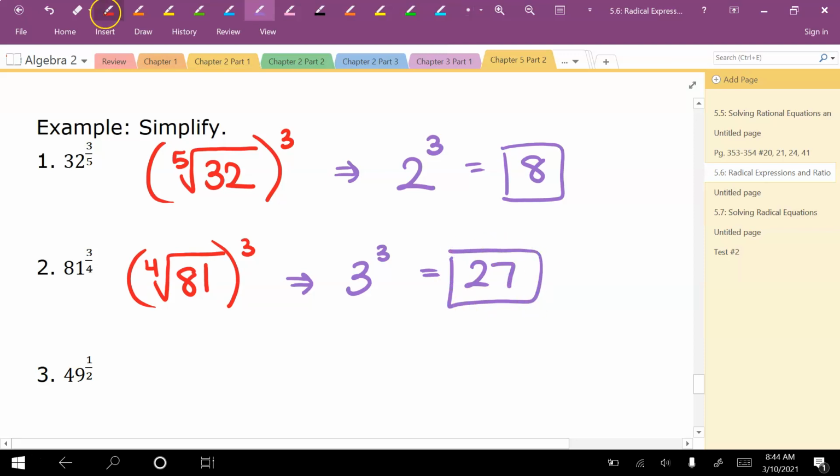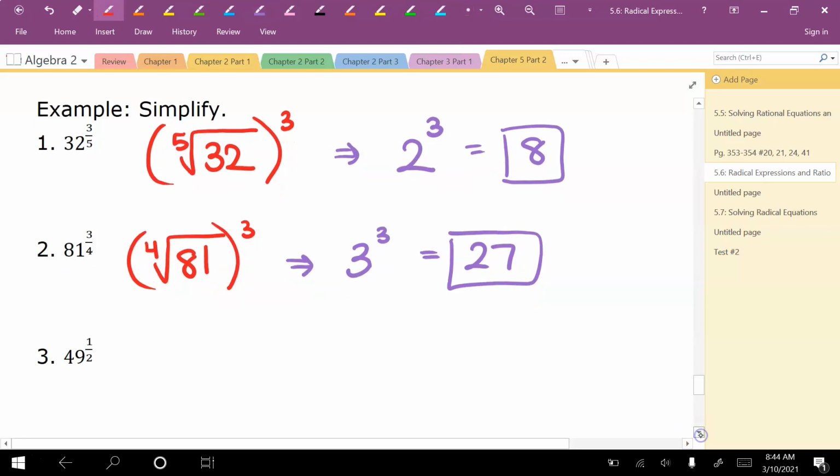Okay. What would you get for number 3 if you did that one? 7, because 1/2 means square root. So it'd be the square root of 49, which is just a 7.